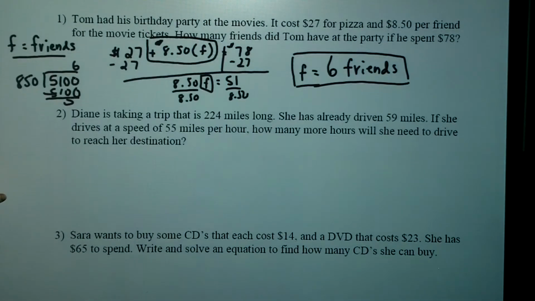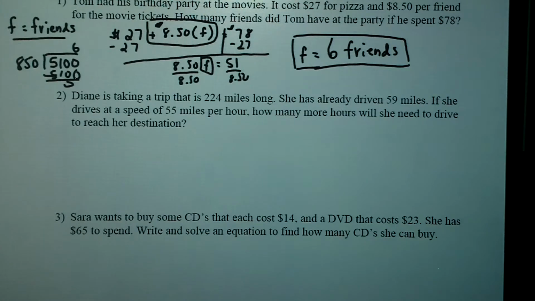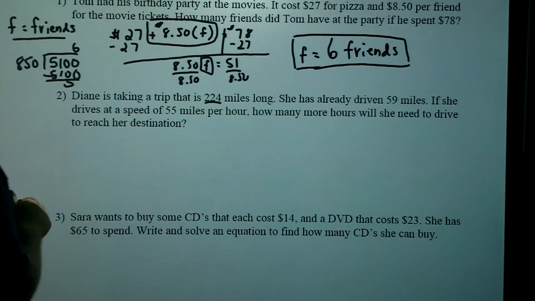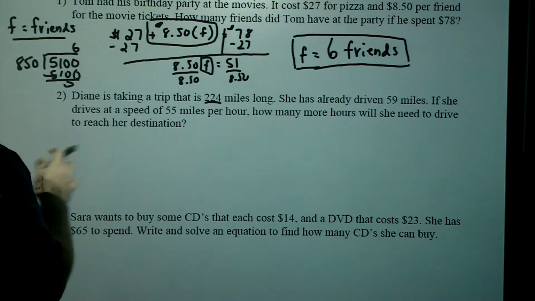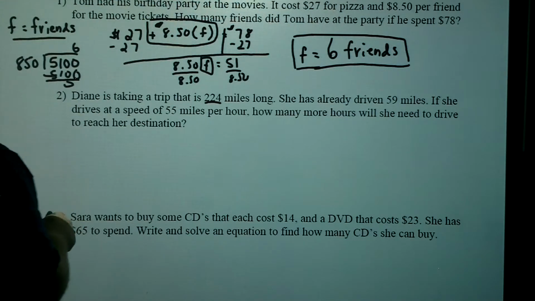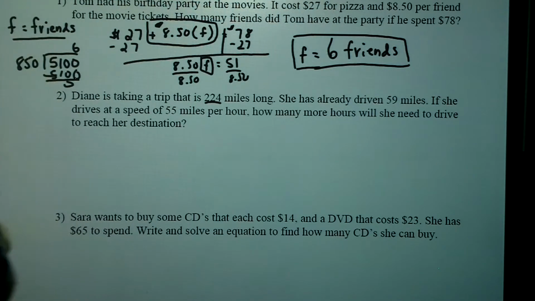Number 2, Diane is taking a trip that is 224 miles long. So the total is 224. She already driven 59 miles. So she started driving, she's 59 miles into the trip. She drives at a speed of 55 miles per hour. How many more hours will she need to drive to reach a destination?